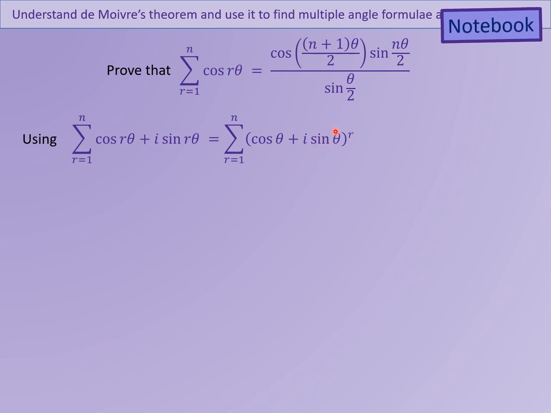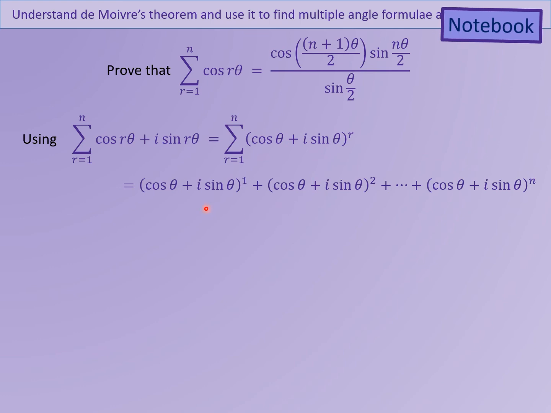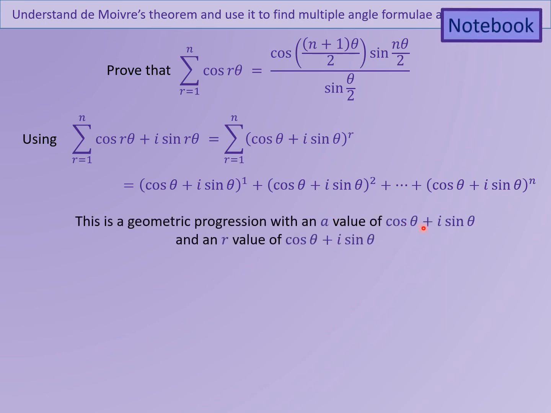Now, why that's handy is because if I write that out, I have got a geometric progression. I'm noticing that I'm multiplying by cos theta plus i sine theta every single time. So I've got an a value of cos theta plus i sine theta, and an r value of cos theta plus i sine theta. Interestingly, both of those are exactly the same. Now, why does that help? Because now I can use the sum formulas to work out what this actually is.